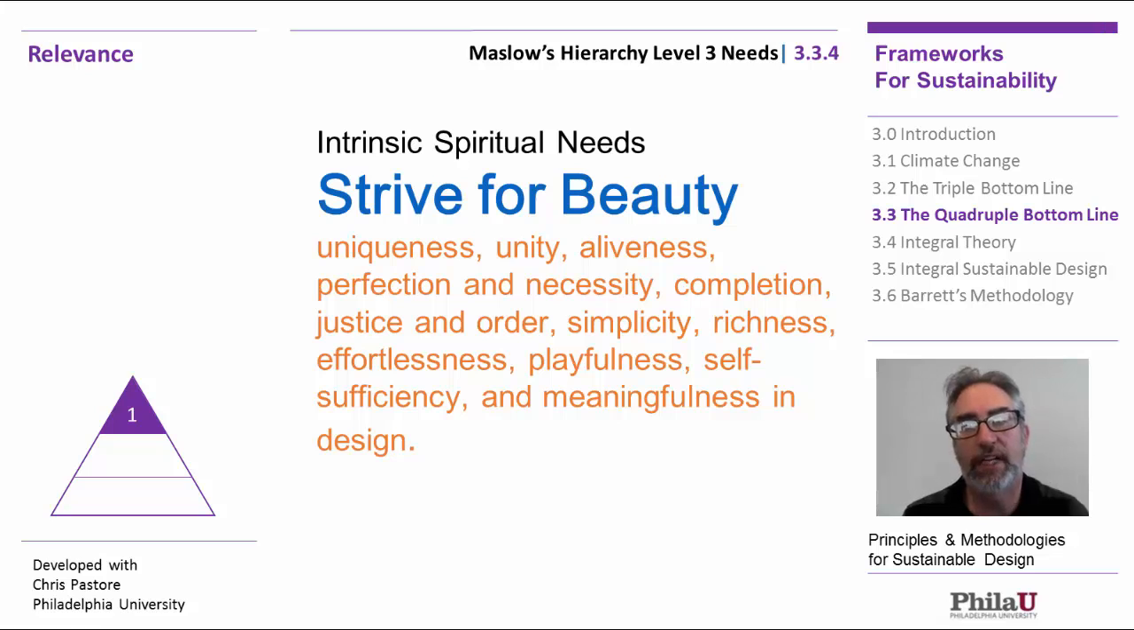Now, if we go up to Maslow's third level, which is the spiritual level or the transcendent level, what we talk about here is this idea of striving for beauty. And these words here, uniqueness, unity, aliveness, all of these words are Maslow's words for a person that has reached the level of self-actualization. But what if we took those words and used them like a LEED rating system, for example, for a definition of what good design could be?